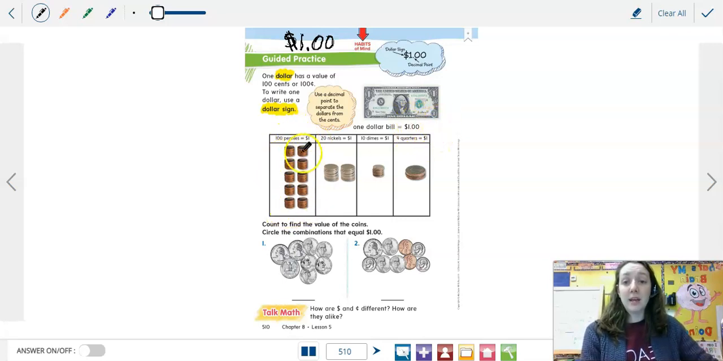We know that 100 pennies equals $1, 20 nickels equals $1, 10 dimes equals $1, and 4 quarters equals $1, right? We've already talked about that. We've already discovered that.